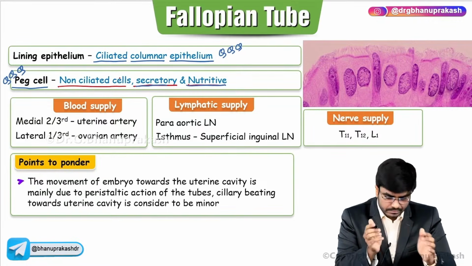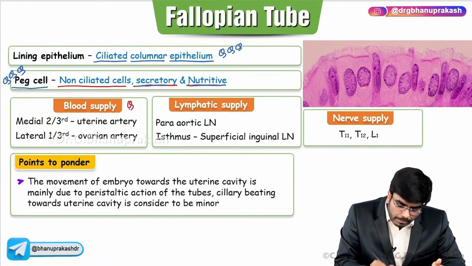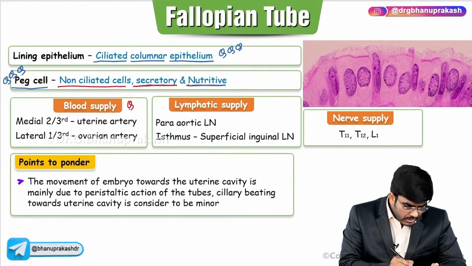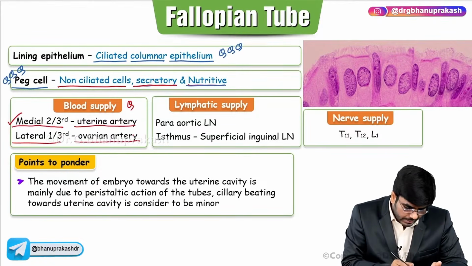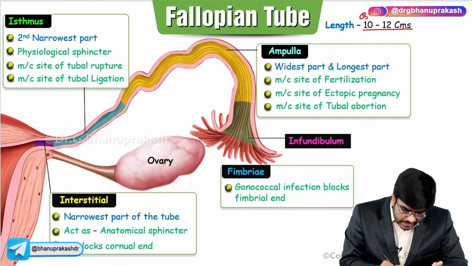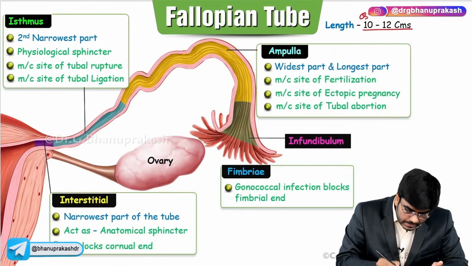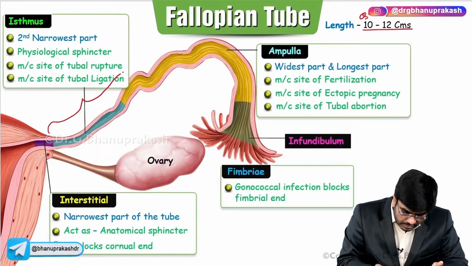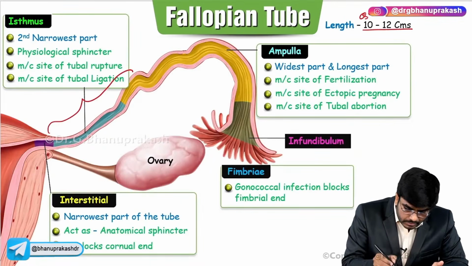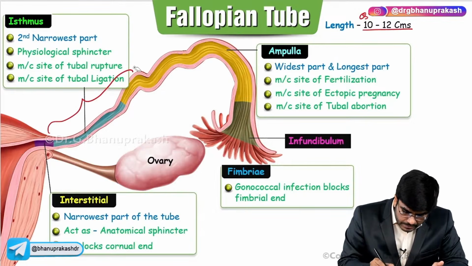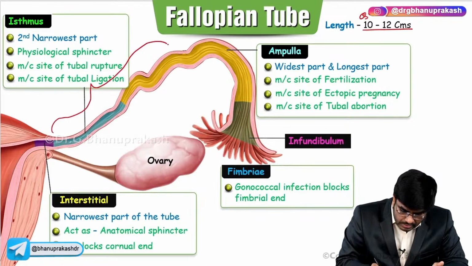That's it. Now, if I am talking about the blood supply of the fallopian tube, the medial 2/3 is supplied by the uterine artery and the lateral 1/3 is supplied by the ovarian artery. Okay, let me show you. See, this part is the medial 1/3, sorry, medial 2/3. Let me show you. Yeah, this is the medial 2/3.